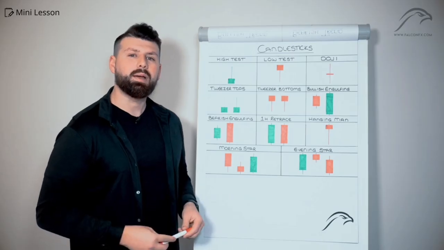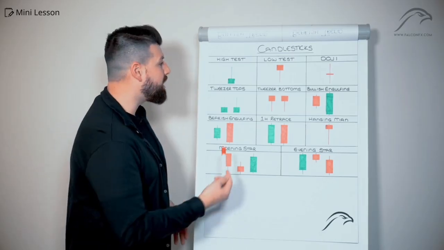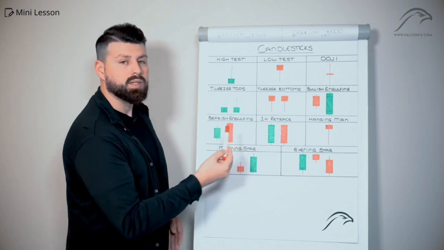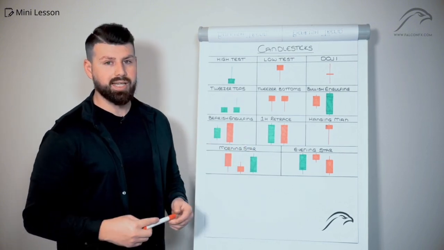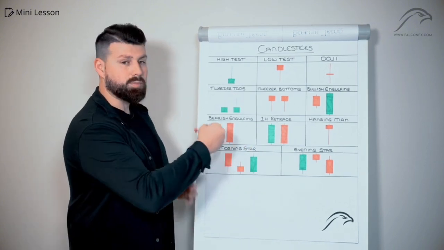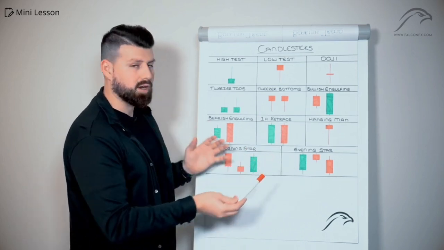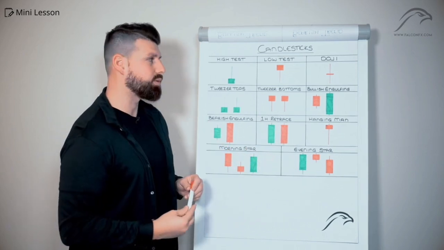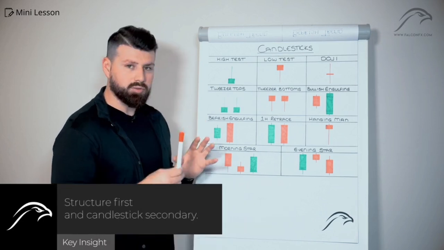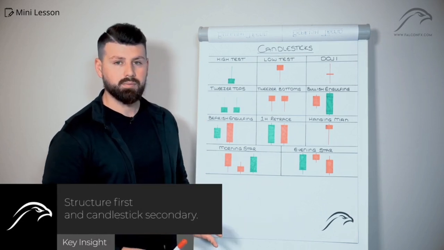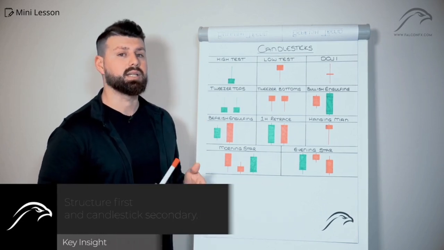Right, guys and girls, now on to candlesticks. So you may have heard of candlesticks before. Now there's lots of variations of candlesticks. This is not all of them, but these are the main ones that we focus on, that we combine with our structure. Very, very important to understand the importance of them. So structure first, candle shape secondary. Implement that into your trading and you'll realize how it'll benefit you.